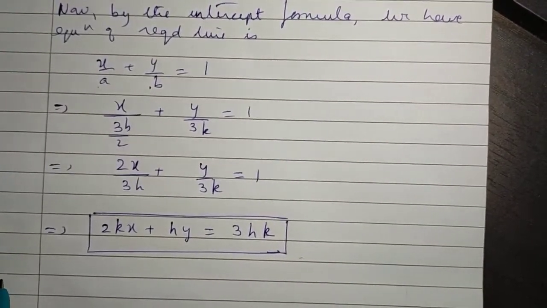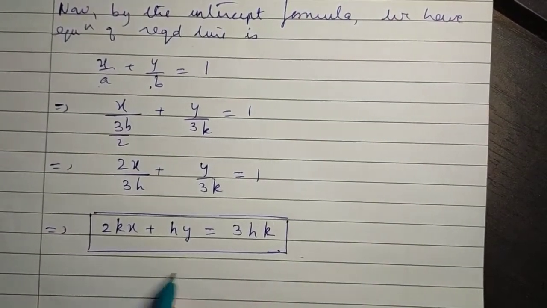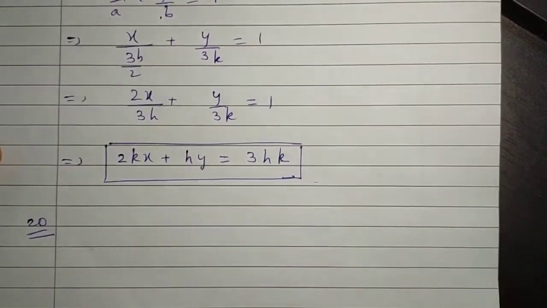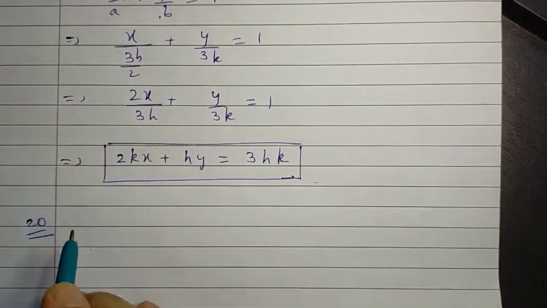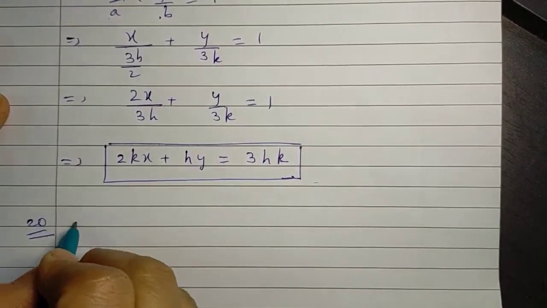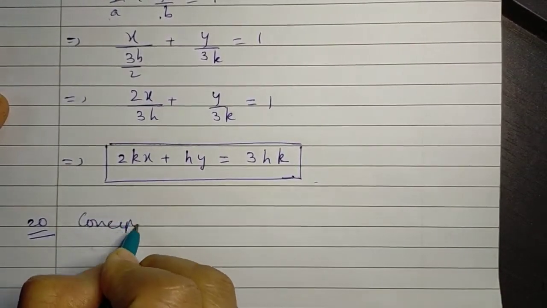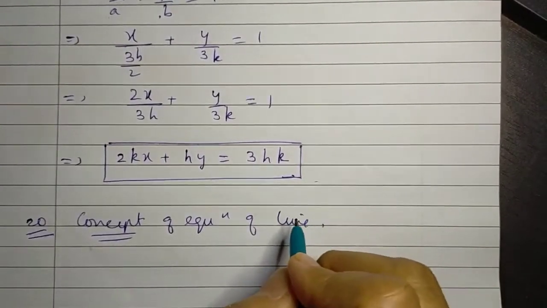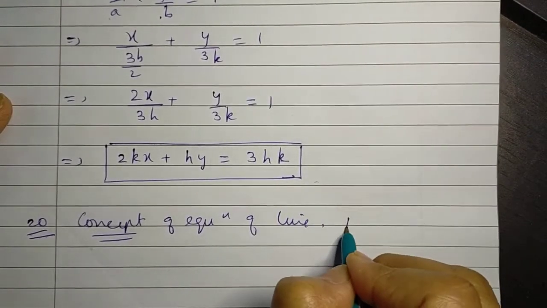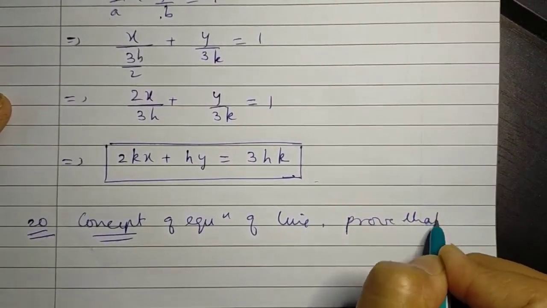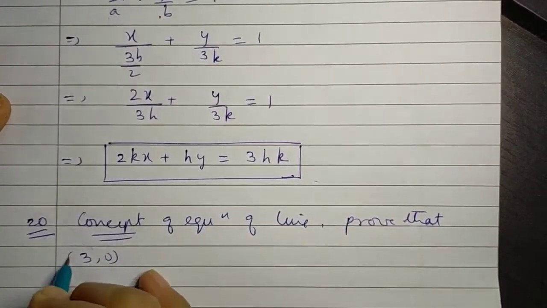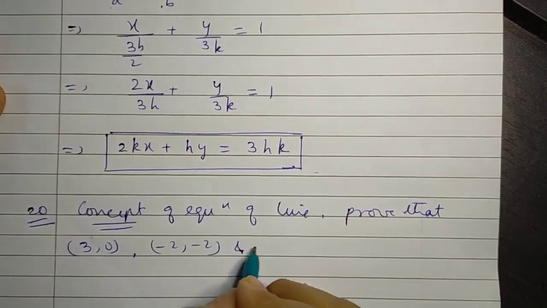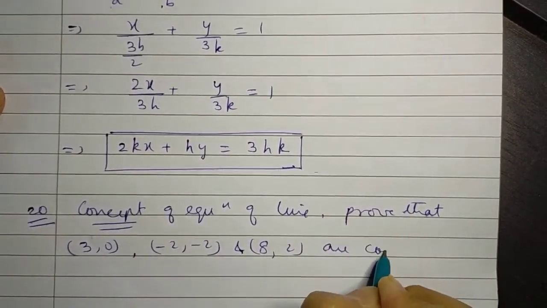Okay, now let's quickly take up the last question of this exercise, which is question number 20. Now question number 20 says that by using the concept of equation of line, so this is very important, the concept of equation of line, we have to prove that the points (3, 0), (-2, -2) and (8, 2) are collinear.